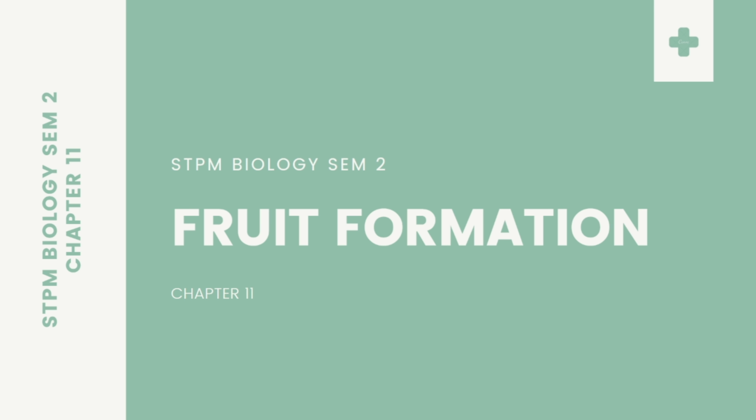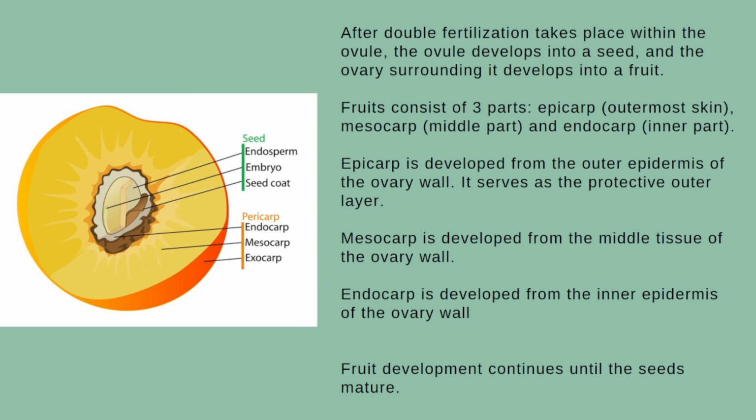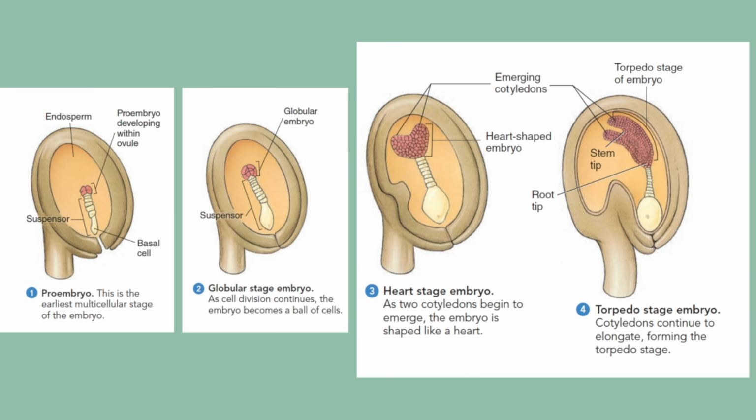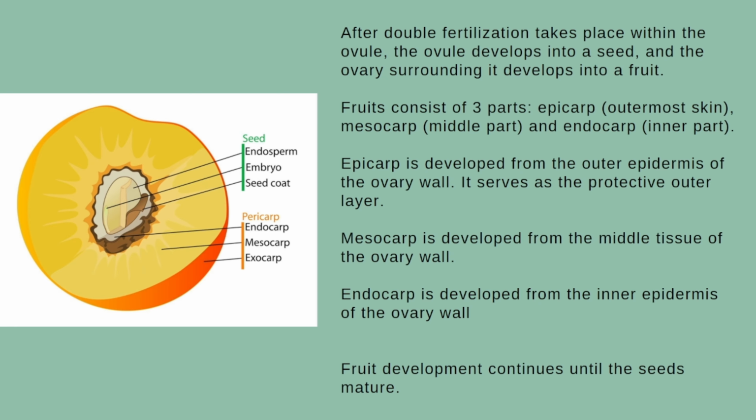And then next is fruit formation. How is the fruit formed? So normally we know that fruit is formed from the ovary. So after double fertilization, the ovule will develop into a seed. So that's what I said before, the embryonic development. After that, the ovary or surrounding will develop into a fruit.